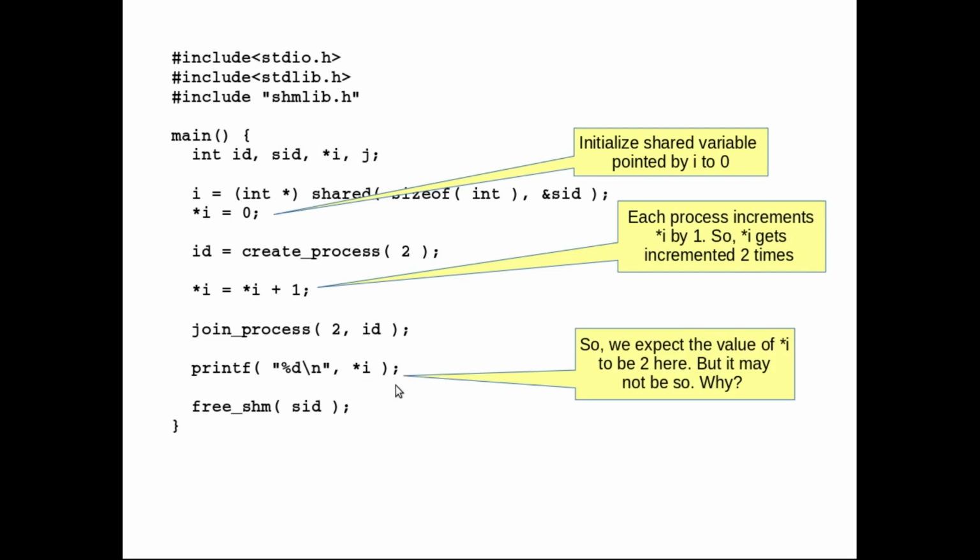However, we may not always see 2 being printed. And why would that happen? Because we have only one statement. We have only one high level language statement. So how can it happen that the process gets swapped during the execution of this statement?